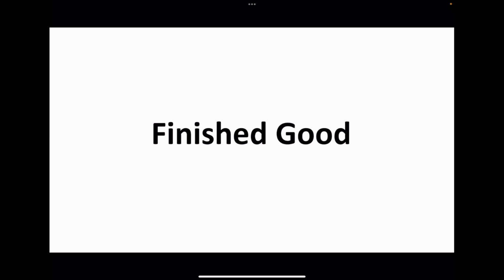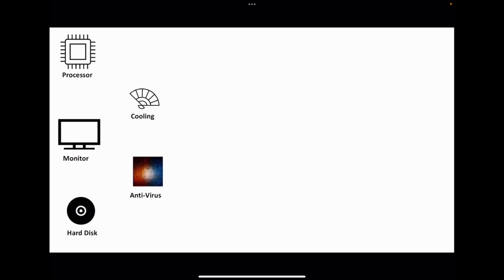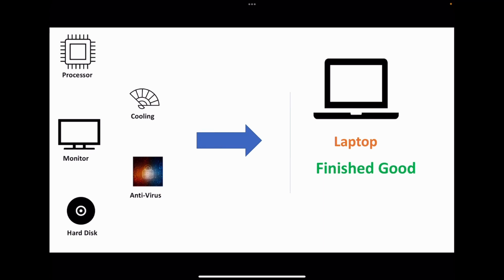Say, for example, a laptop comprises various parts: the processor, storage, hard disk, motherboard, monitor, cooling mechanisms, antivirus software, operating systems, and so on and so forth. Now, when we go to a shop to purchase a laptop, we pay for the final price of the laptop and not for the individual parts that it is comprised of, isn't it?